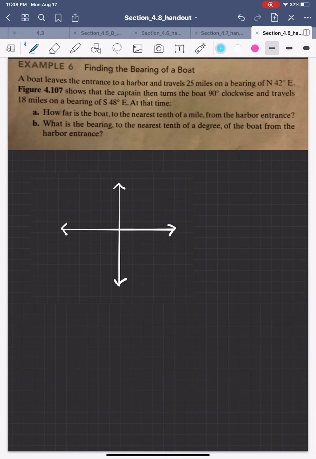North 42 degrees east. So I'll go ahead and label north, south, east, west. Let's go ahead and rotate 42 degrees. And let's go ahead and draw our bearing.